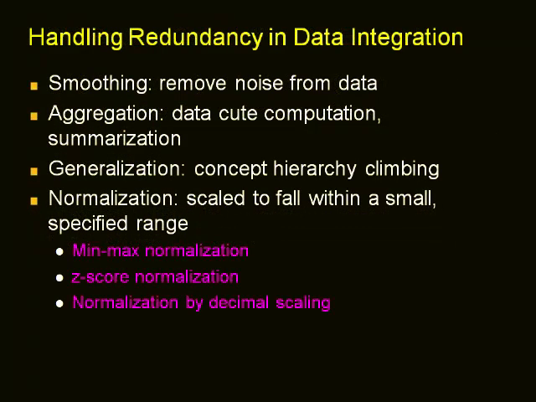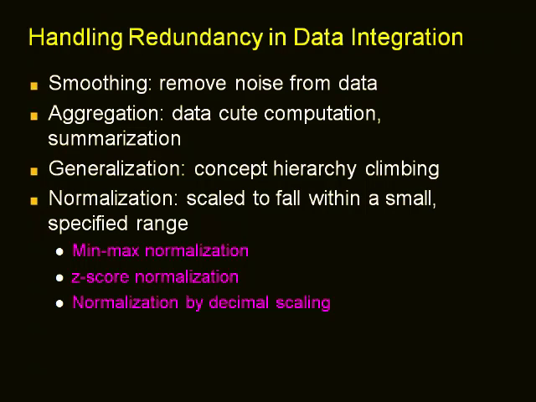Data are transformed or consolidated into suitable forms which are appropriate for mining. There are different kinds of transformation methods which I have already discussed earlier. One is the smoothing method, which is basically used to remove the noise from the data. Then another method is aggregation, data cube computation, summarization. They are all helpful to reduce the data. Binning, regression and clustering also belong to the category of smoothing methods.